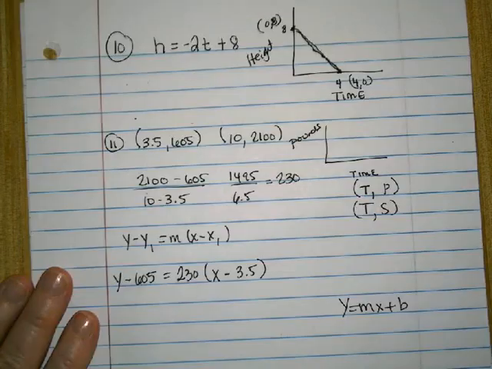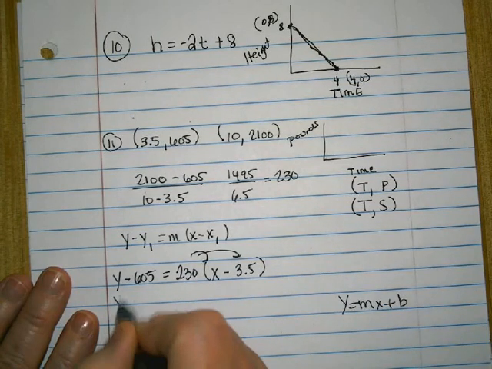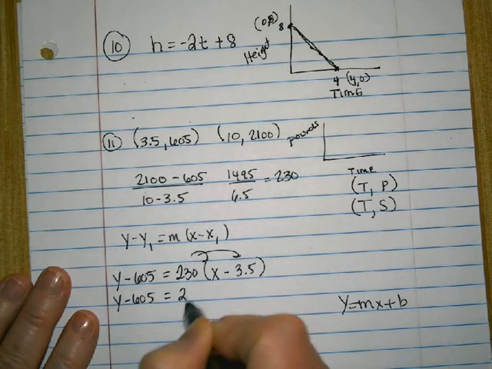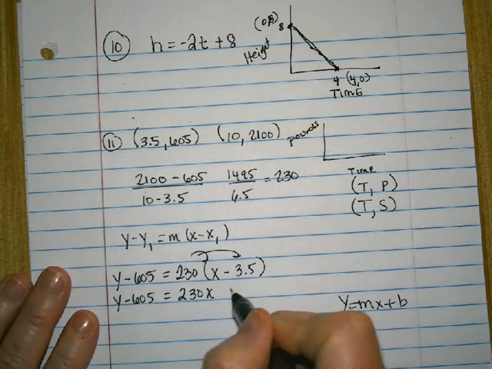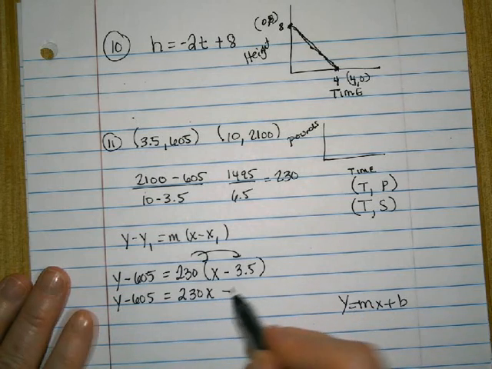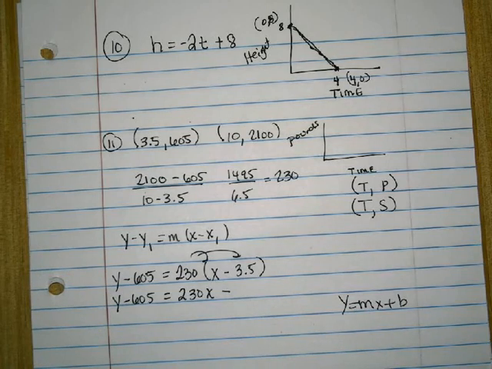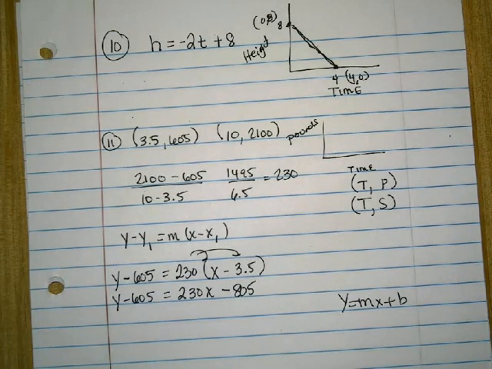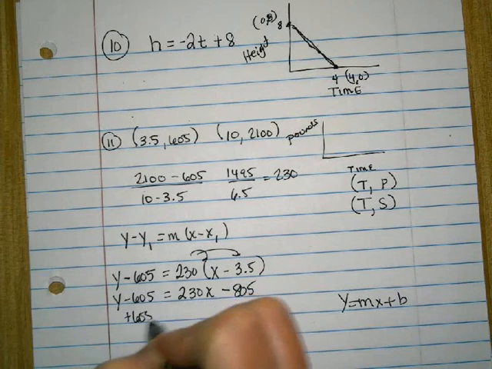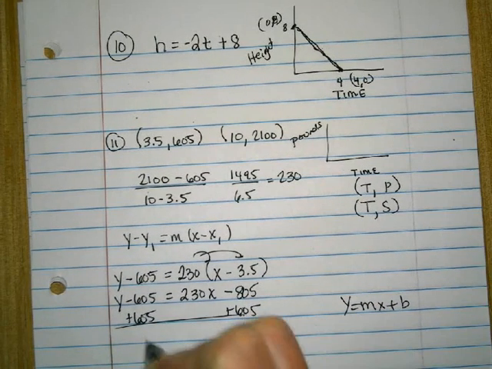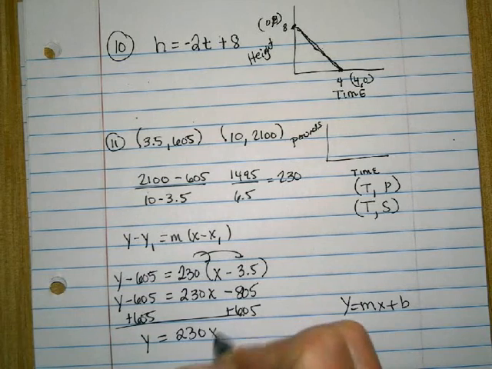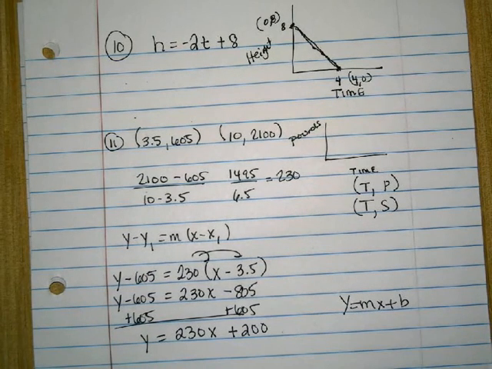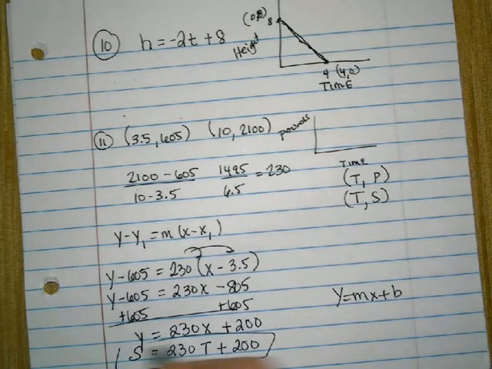Now I want to end up with it looking like this. So what do I do next? And what do we get? I got 805. Did y'all get that? What next? So y equals 230x plus 200. Now if I put the s and the t in there, the number of strawberries is equal to 230 times the time plus 200. That's what they want to see from me.